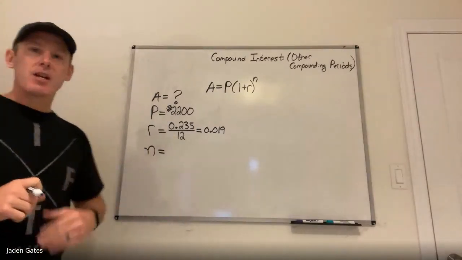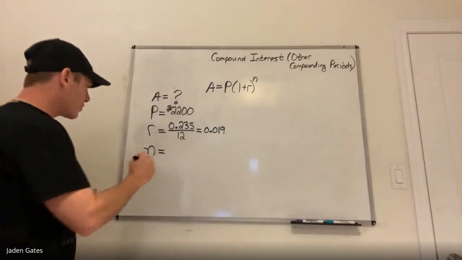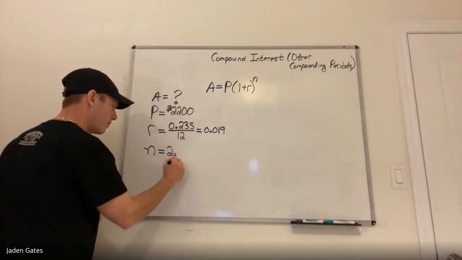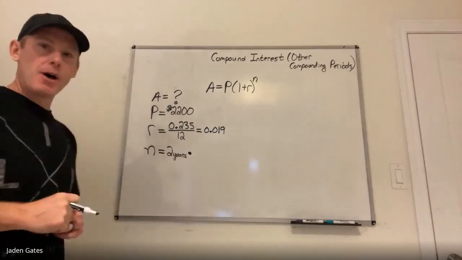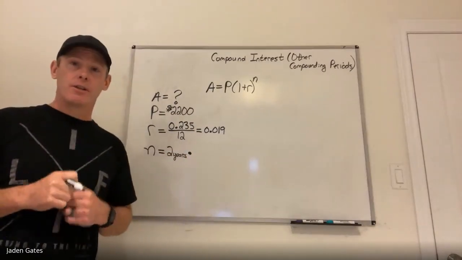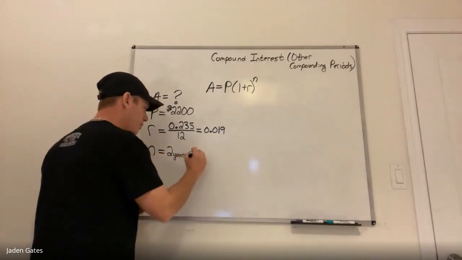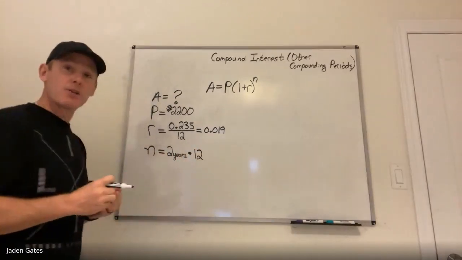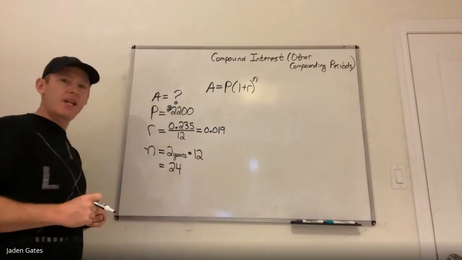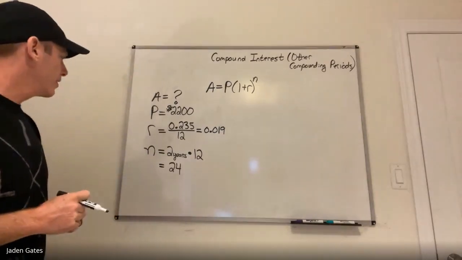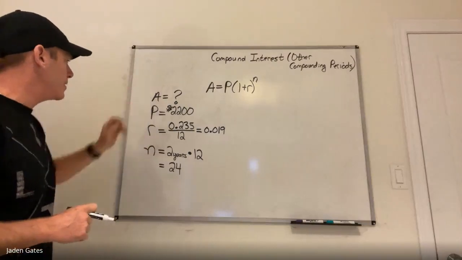N is the number of times the interest is being added. Well, in this case, this is going on for 2 years. But because I'm compounding monthly, each year, the interest is being added 12 times, once a month. And so for 2 years, I multiply it by 12 because there is, again, 12 months in a year. And so, in fact, the interest is going to be added 24 times, unfortunately. All right, so that's what changes here. The R and the N change. The A and the P stay the same.